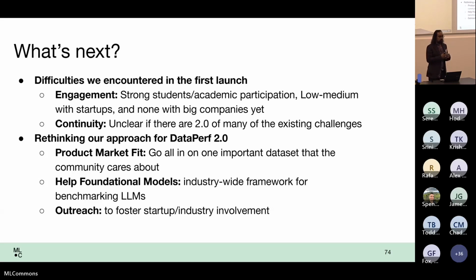And at the end of the day, most of the participation we got was very strong participation from students, grad students, and academic institutions. Low to medium participation from startups, and none from big companies. So at this point in time, we're rethinking our approach to DataPerf 2.0, and there are a bunch of different dimensions of how we want to go about it.